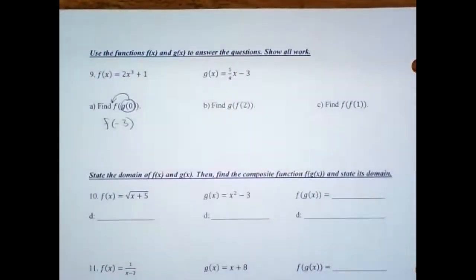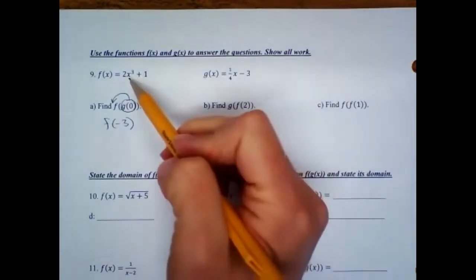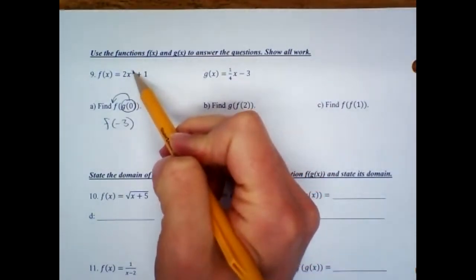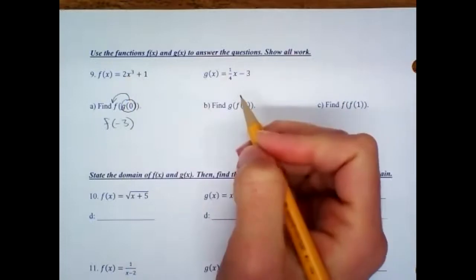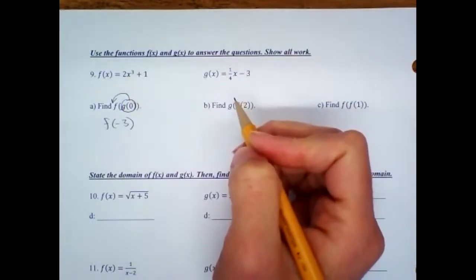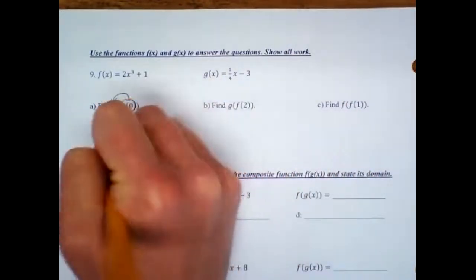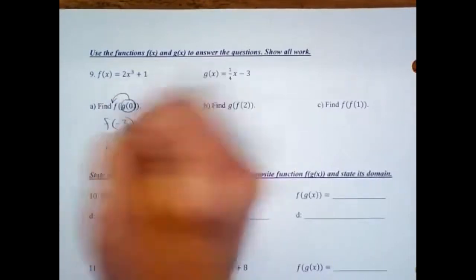So we're going to do f of -3. Good. -3 cubed, we're going to plug that in right here. That would be -27. Double that would be -54. Plus 1 would be -53.